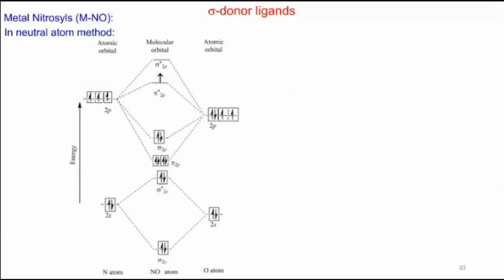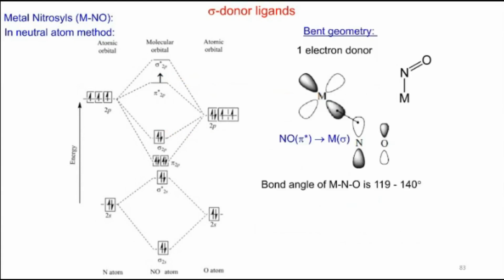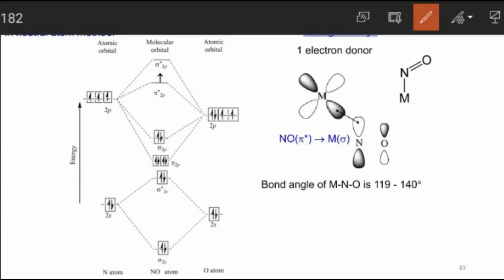Okay, but how will people explain the bent mode of coordination in terms of the nitrosyl? In the bent mode, you have only one electron, the 1 electron present in the anti-bonding orbital alone, which is able to donate the electron to the metal orbital, whereas the lone pair of electrons is actually not in a position.